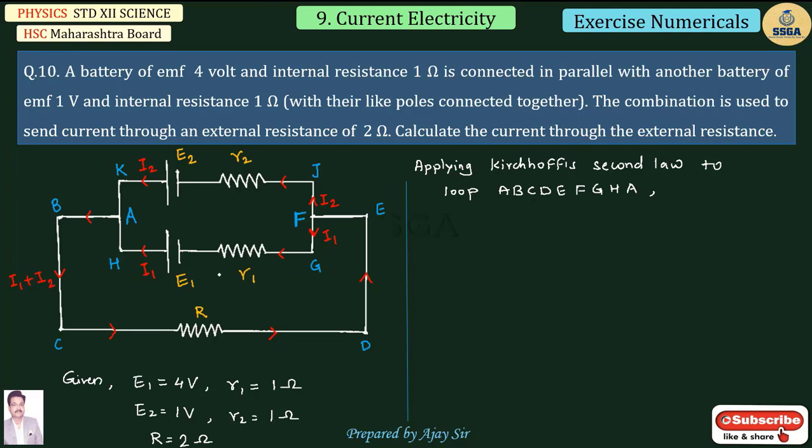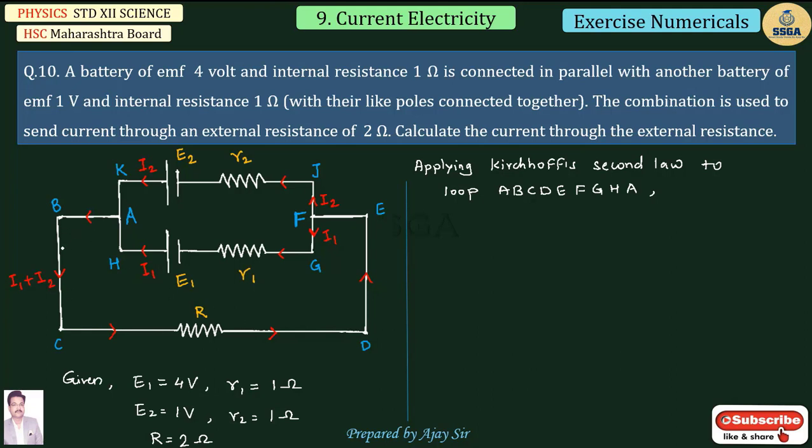So before applying Kirchhoff's second law, the first important thing is the sign convention: the sign convention for the potential difference and the sign convention for EMF. Suppose in our case the direction of tracing the loop is A, B, C, D, F, E, F, G, A. So this is the direction of tracing, and this is the direction of conventional current.